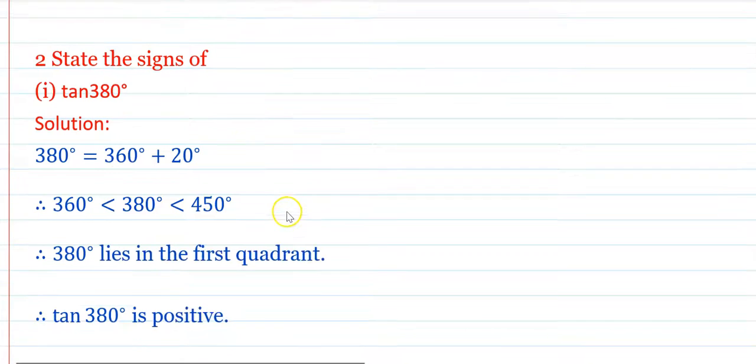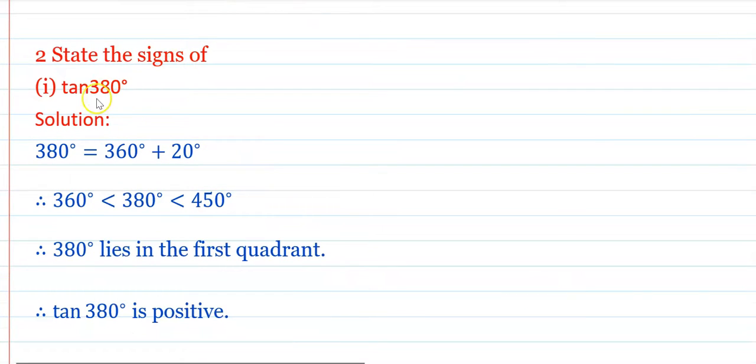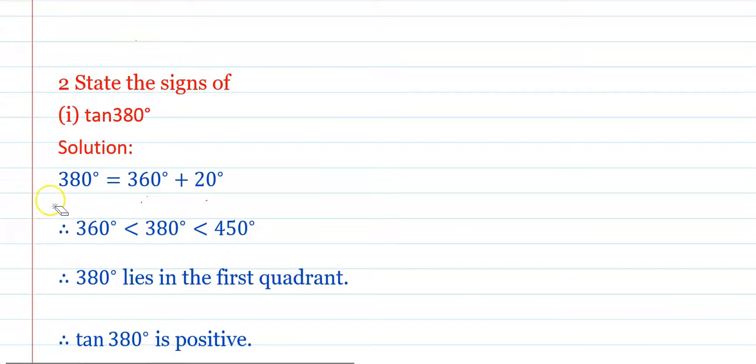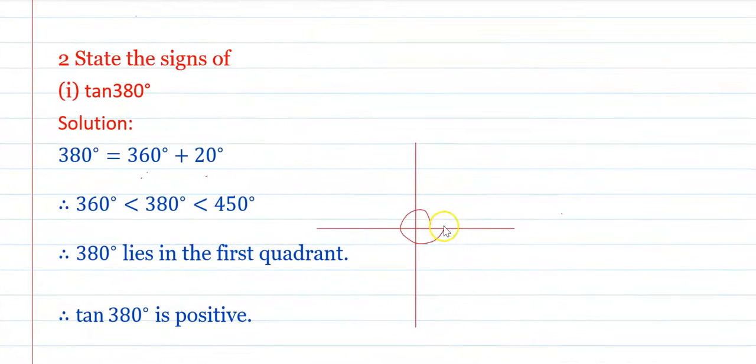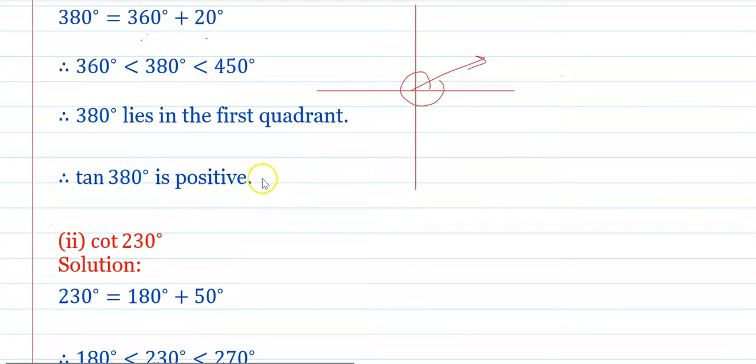Now, state the sign of tan of 380. 380 can be written as 360 plus 20. That is, it lies in the first quadrant. We draw it like this. 380 means one complete circle plus 20. It lies in the first quadrant. In the first quadrant, all the trigonometric ratios are positive. Therefore, tan of 380 is positive.